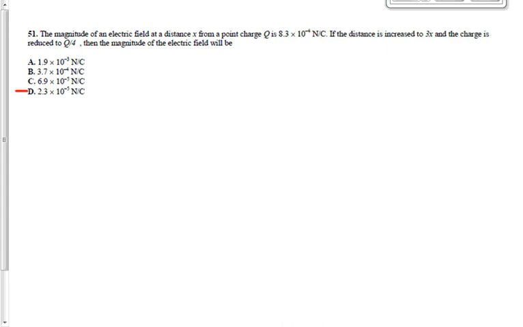I don't know how to do this. This is a variable value changing question, right? The magnitude of an electric field a certain distance from a point charge, that point charge has got to be a producer because the field's not at the point charge, it's a distance away from the point charge. The original field, in other words, is kQ over r squared, and the value of that field is 8.3 times 10 to the minus 4.